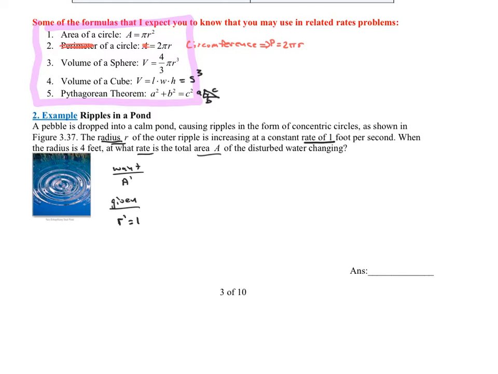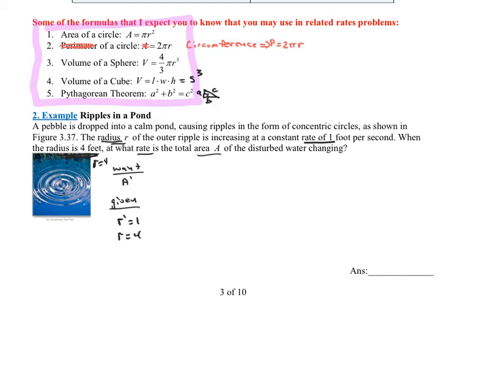We're going to look at the measurements in just a little bit. And then it says when the radius is 4, so we have r equals 4. So there's our given information. The radius is changing at a rate of 1 foot per second. The radius is 4. We know they want the rate of change of area. So the question then becomes, what do we do from here?